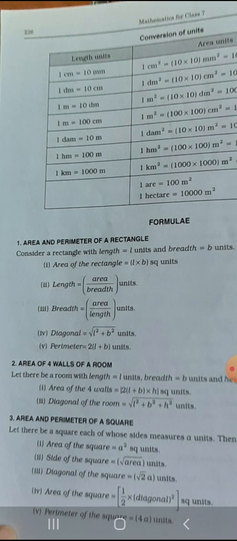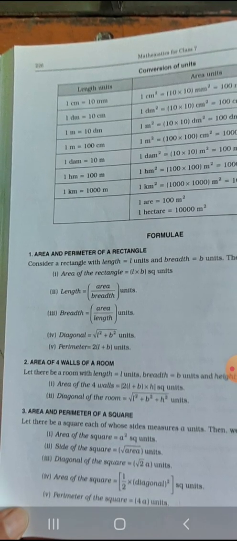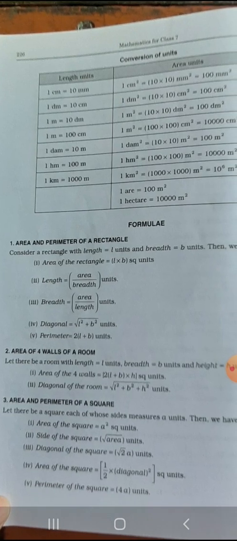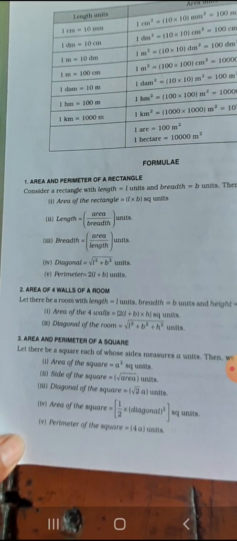Perimeter is equal to 2 into l plus b. And area of 4 walls of a room: because there are 4 walls, one wall has length and height, so length into height, and the opposite wall is also the same, so 2 length into height and 2 breadth into height. Total 4 walls are there, so we can take h as common, therefore it will become 2 into l plus b into h.